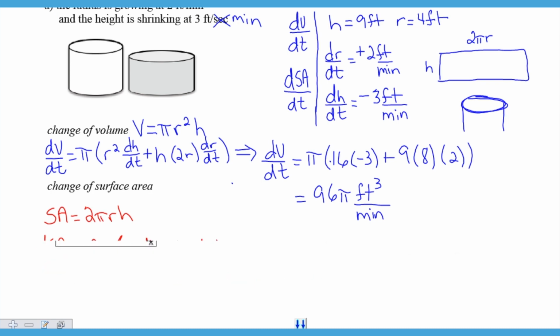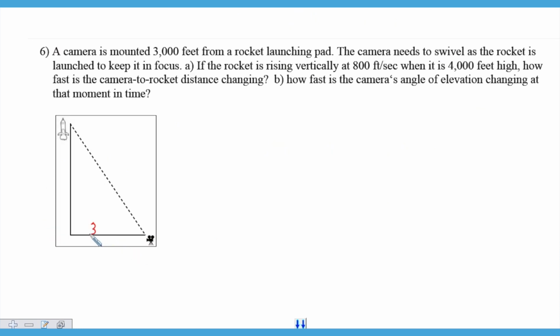Oh, goodness. Here we go. We got a camera mounted 3,000 feet from the rocket launching pad. And I see that. I'm fixing to label that right now because this distance is not going to change. Okay? And the camera needs to swivel as the rocket is launched to keep it in focus. See, this guy's got to move. See, if this goes up, the camera's got to move. All right.